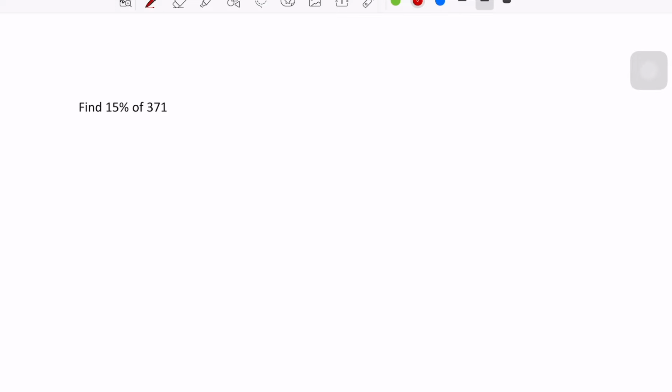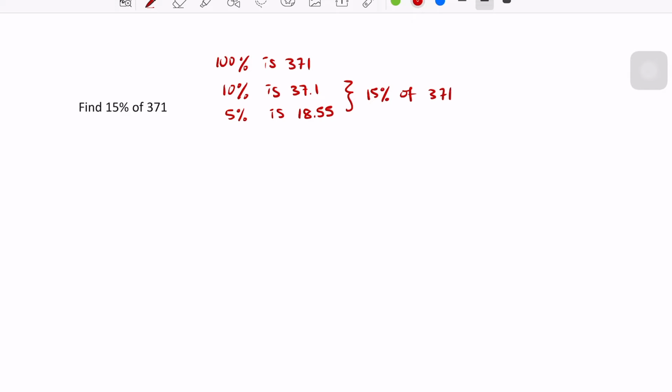So 15% of 371. Now you know from year 7, 100% is 371. Therefore 10% is 37.1. 5% is going to be half of that. It's 18.55. Therefore 15% of 371 is 55.65 by adding 37.1 and 18.55. This is one way of doing it.